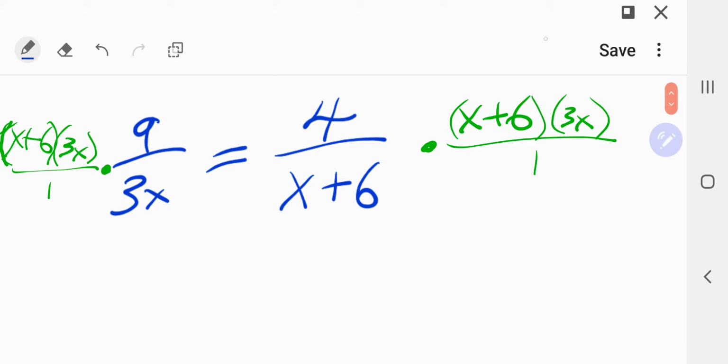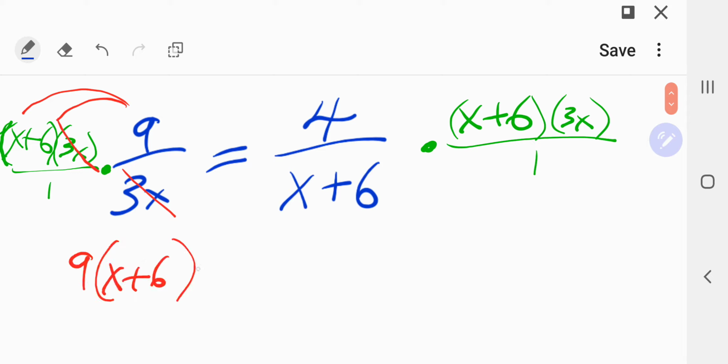But now we have to do the actual work of actually multiplying. So here we go. On this side, the 3x and the 3x make a 1, and we get 9 times x and 9 times 6. I think I'm going to write it as 9 times x plus 6. I'm not going to multiply it out, because lots of times they make us factor stuff, and I'm just going to leave it factored. We could multiply it if we wanted.